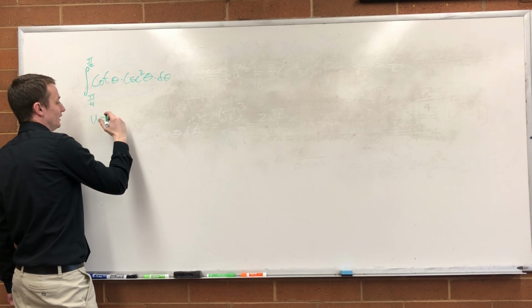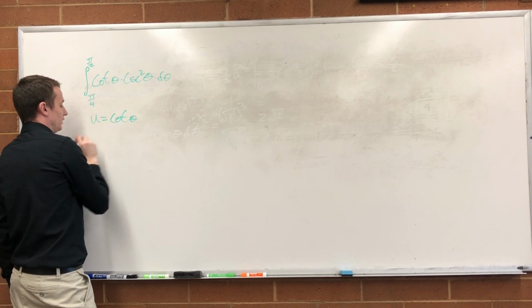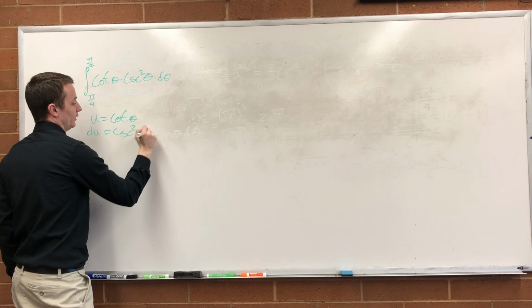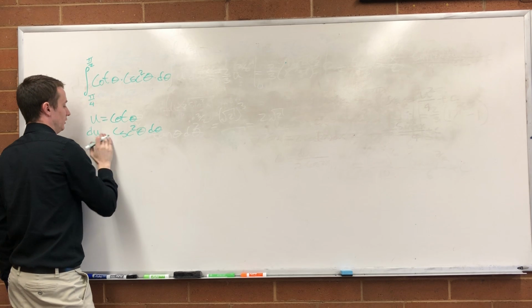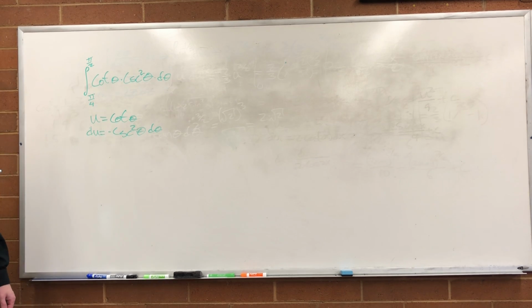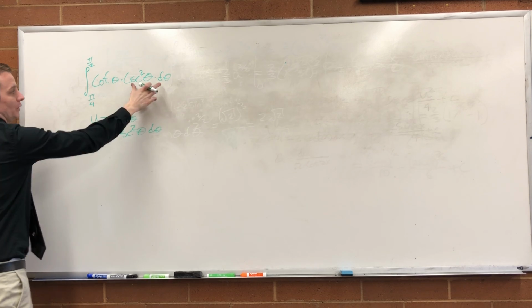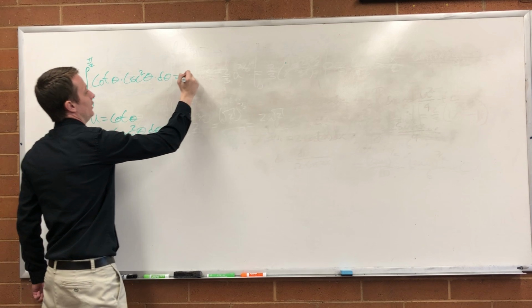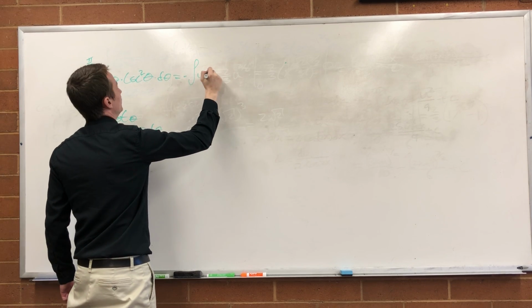Cotangent is kind of the only other option, right? Let u be cotangent of theta. What's du going to equal then? It's going to equal negative cosecant squared of theta d theta. So in replacing this, we just need to add a negative. So this is equal to negative the integral of u du.